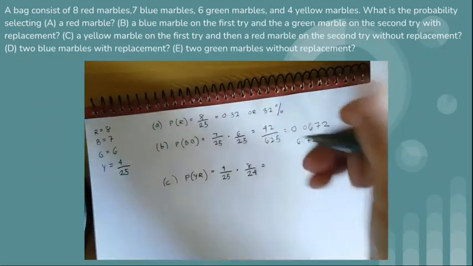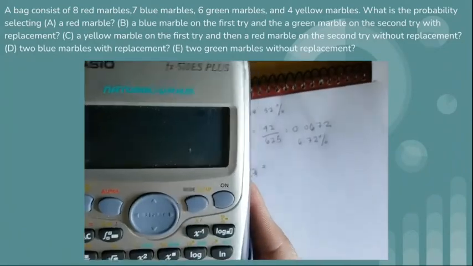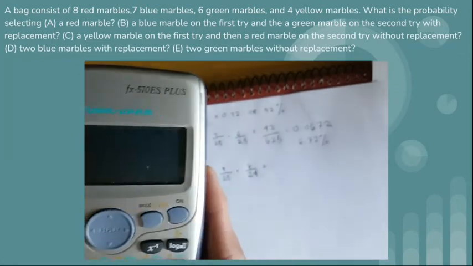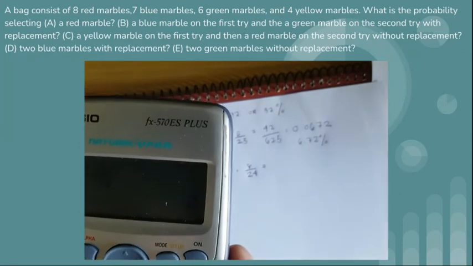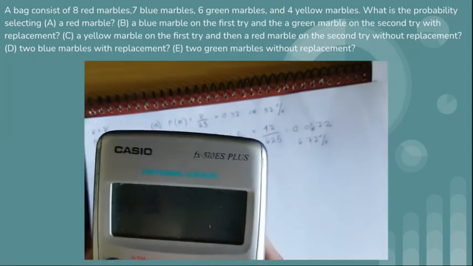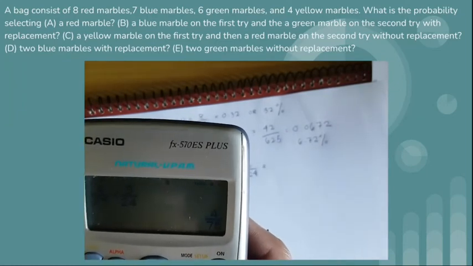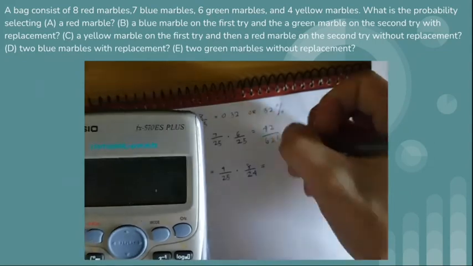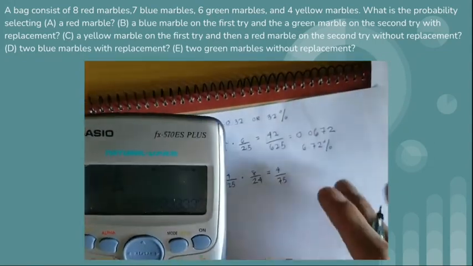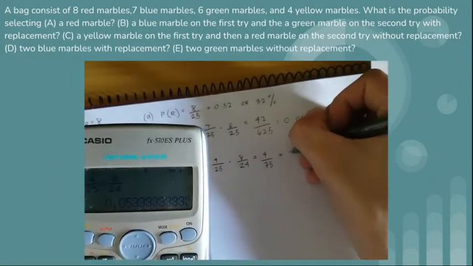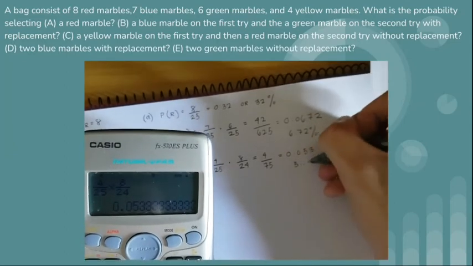So, it is equal to 4 over 25 times 8 over 24, so magiging 4 over 75. So in decimal is 0.053 or 5.3%.